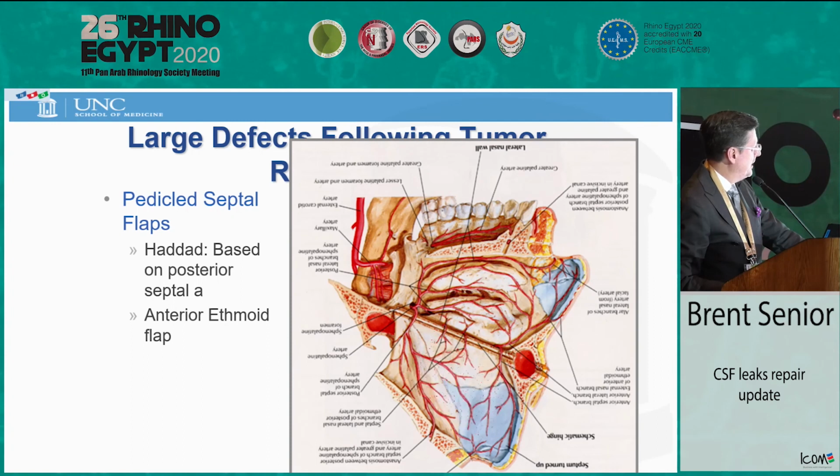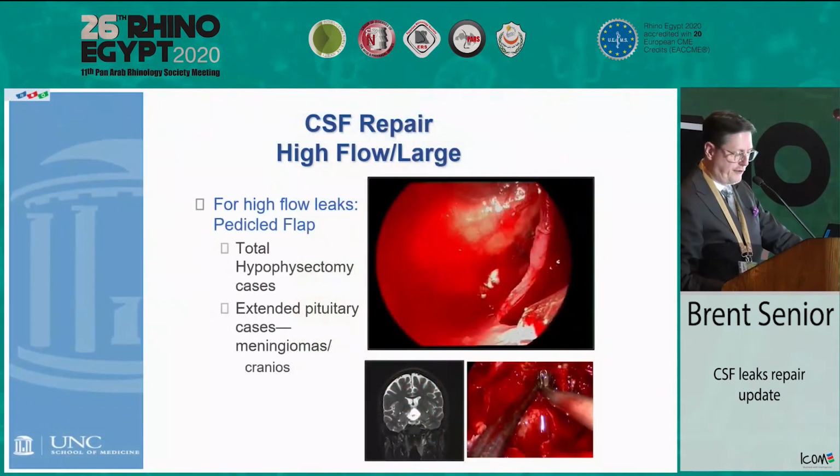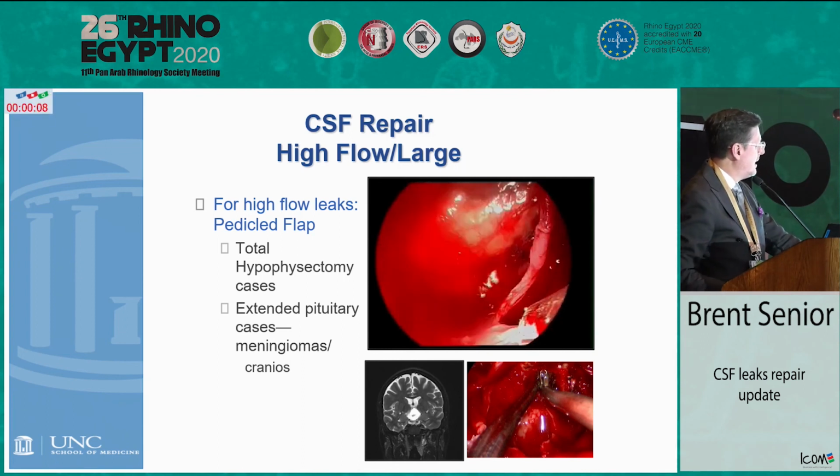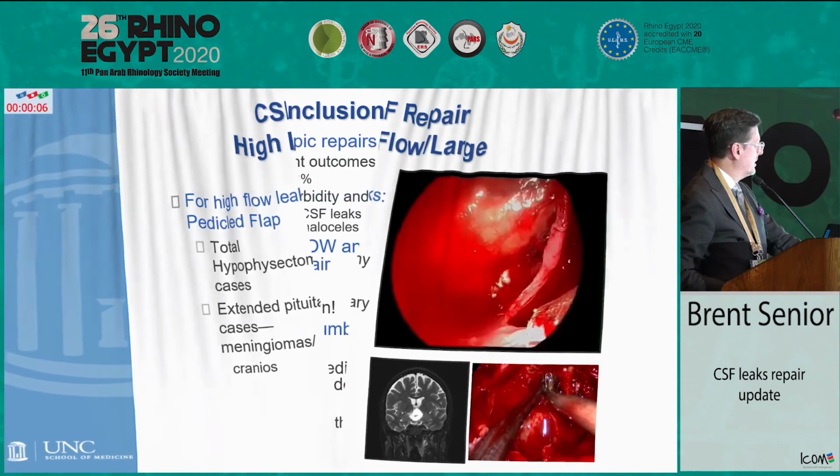And more recently, we've been using an anterior ethmoid flap, which is based on the anterior ethmoid artery. And we like these very, very much. We feel they're very, very useful. We've done a couple of repairs just recently, and it's a nice, healthy flap. Again, these are typically for total hypophysectomy cases, extended pituitary cases, not really for typical reconstruction.